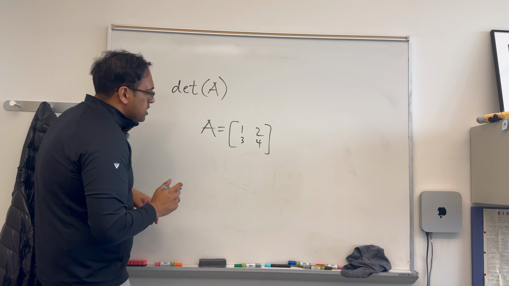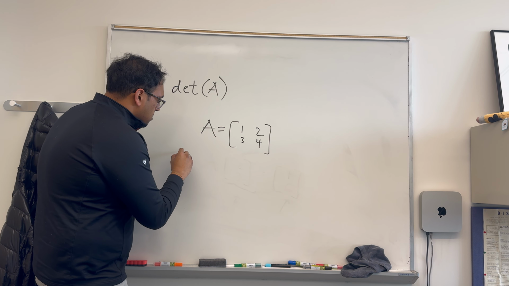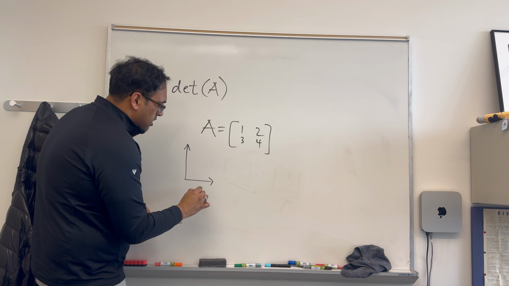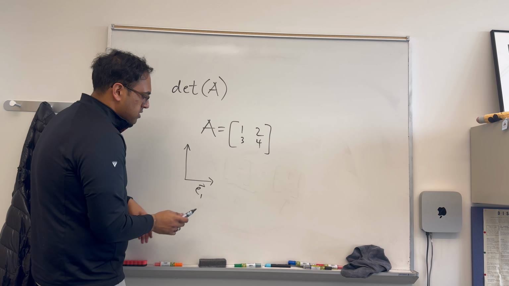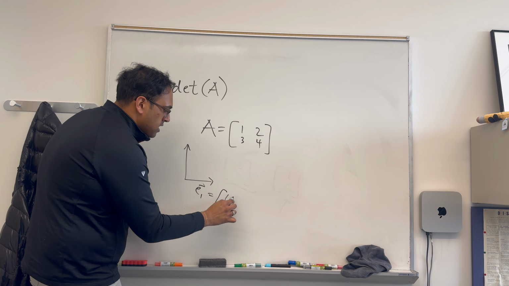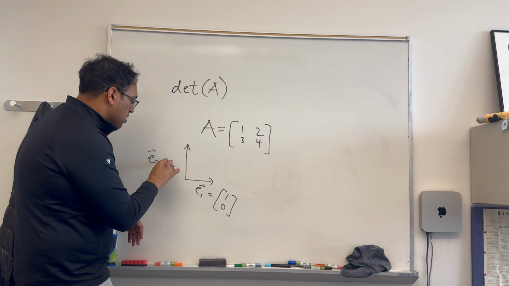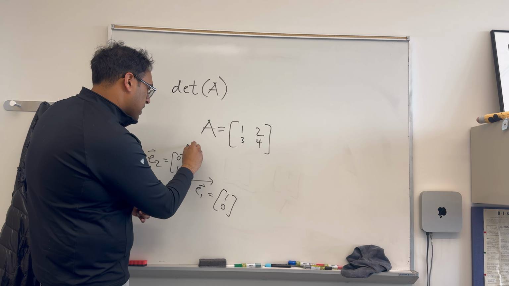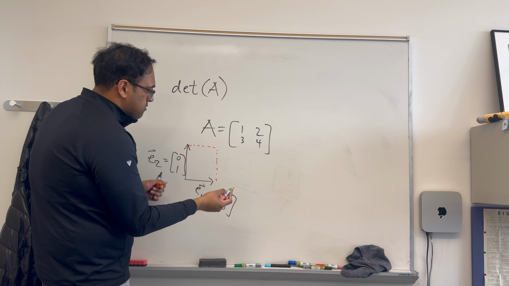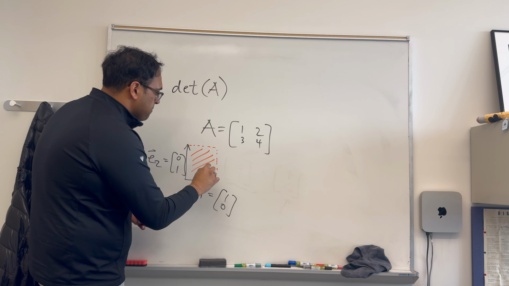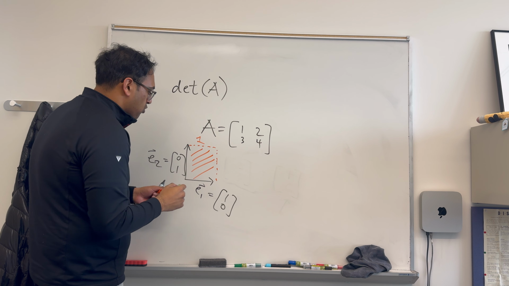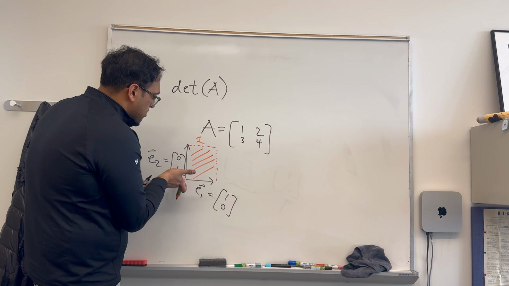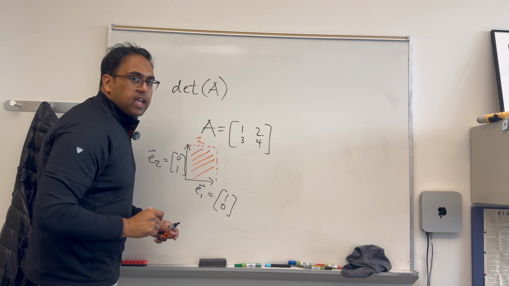Well, let's consider this matrix in particular. The original standard basis vectors in R2, which I might call E1 for the first coordinate, so this is the vector 1, 0, and the next one, which I might call E2, which is the vector 0, 1, I can think of these two vectors as enclosing a square. I kind of drew it like a rectangle, but they enclose a square, and that square has an area of 1.